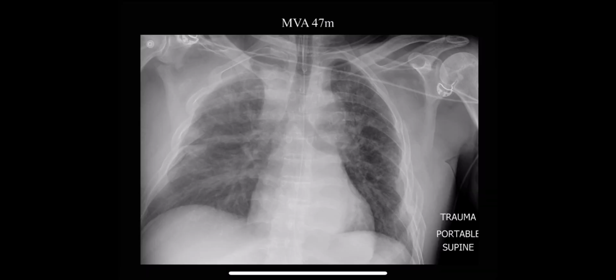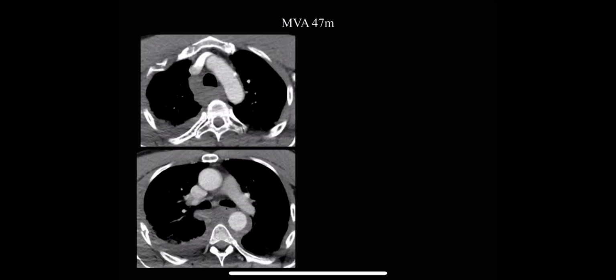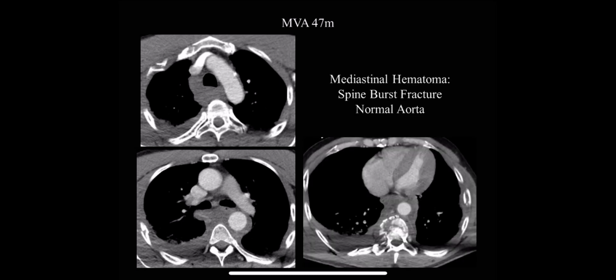47-year-old sustained MVA, we see widening of the right paratracheal region with increased density, so high suspicion for mediastinal hematoma. A couple of CT images, we see significant mediastinal hematoma in a periaortic distribution. However, if we look lower down, we see a burst fracture and the thoracic aorta is normal throughout, so no evidence of traumatic aortic injury and a mediastinal hematoma due to a spine burst fracture.